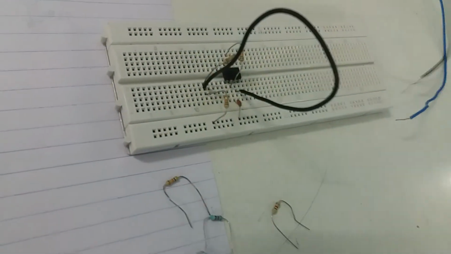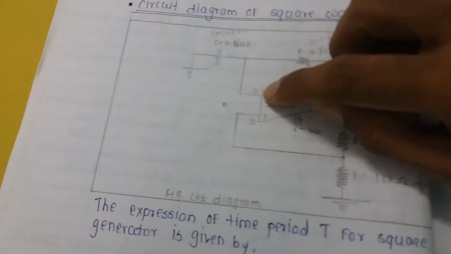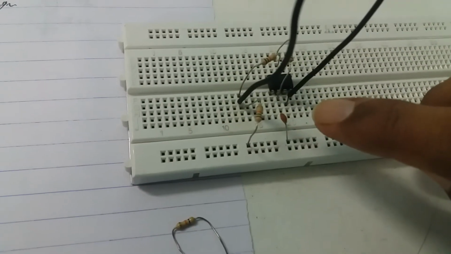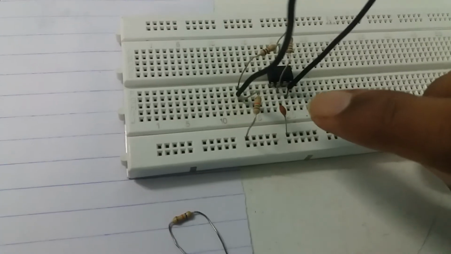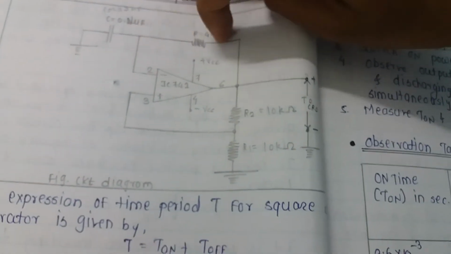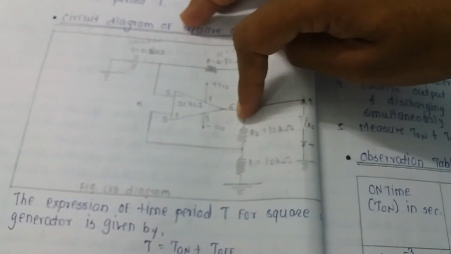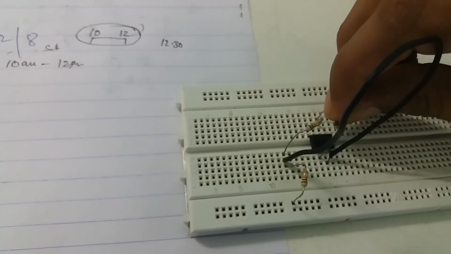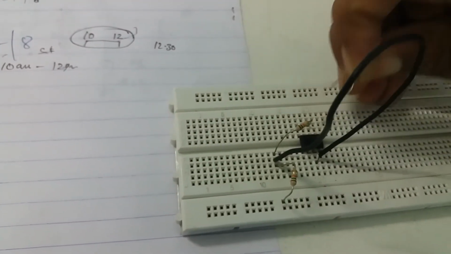So what is remaining? Terminal number 2 is connected through a capacitance to ground, which I have removed. The same terminal number 2 also has one resistance, a 10 kilo ohm resistance, connected to the 6th terminal.